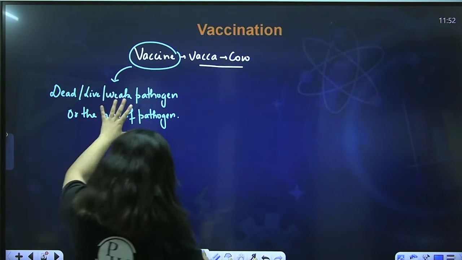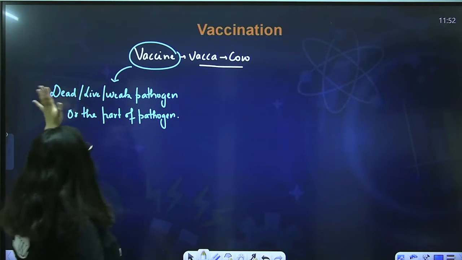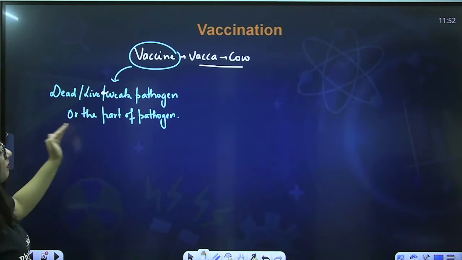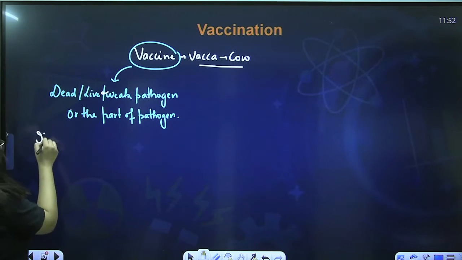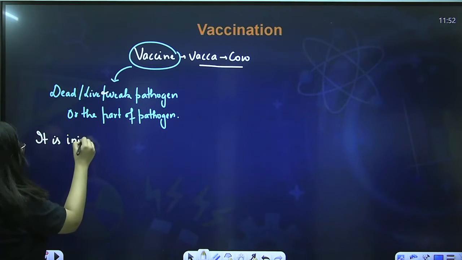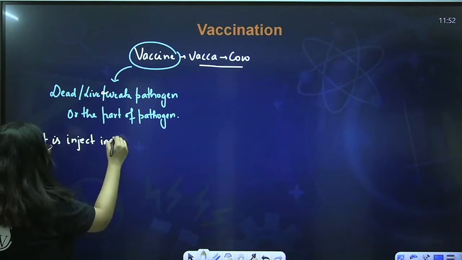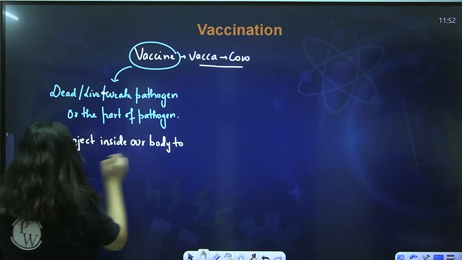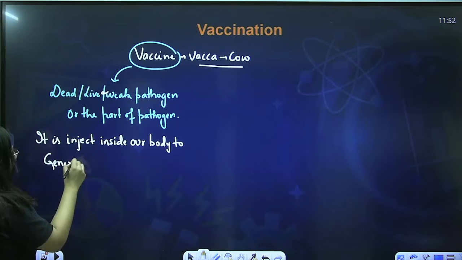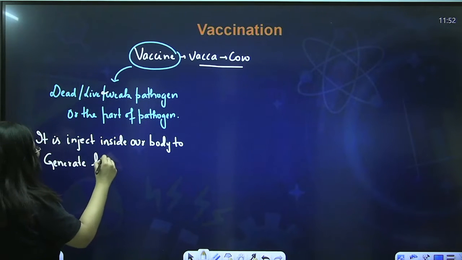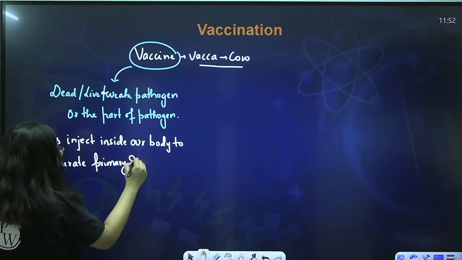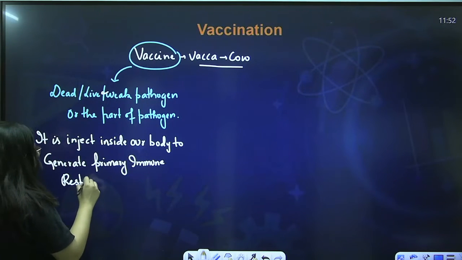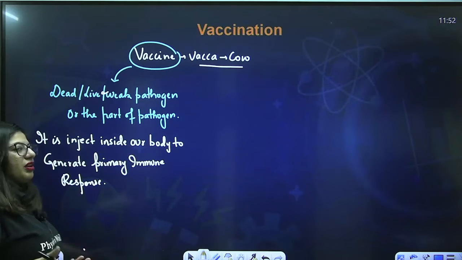So it's basically nothing, it's the dead or live. If it is live, it will be weak. So live and weak pathogen or the part of the pathogen is injected inside our body to generate primary immune response. Okay. So why take the disease and then generate primary immune response?